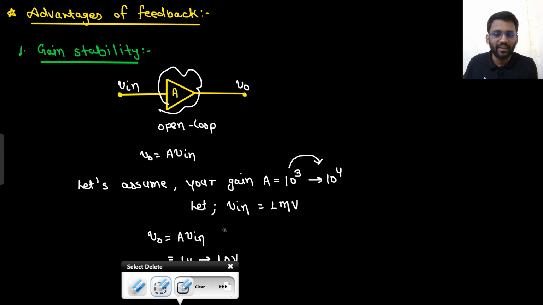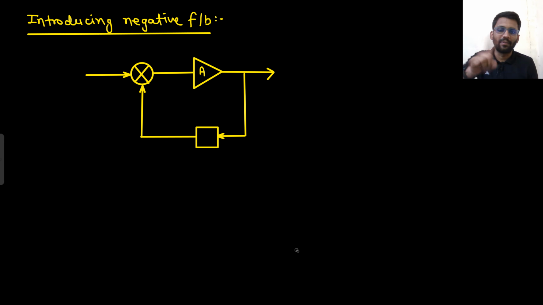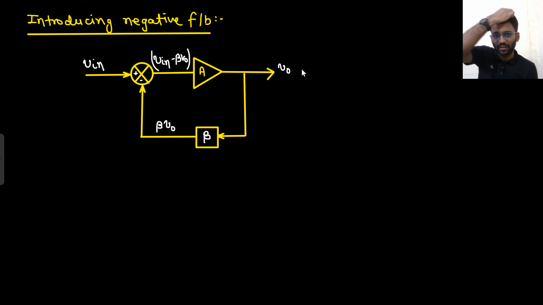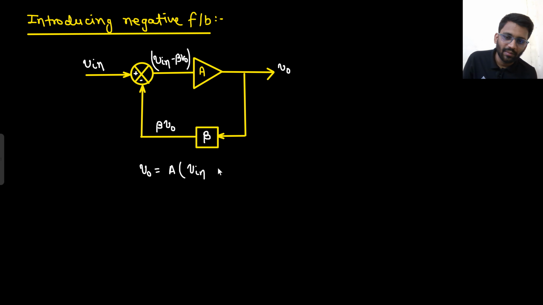So what can we do? We can provide it a negative feedback. So what is the negative feedback? This is a negative feedback. Your Vin was in open loop, so you were simply getting some output. Now you are taking the output and multiplying it by a factor of beta. You get some beta Vo here, and you subtract it from the input. Now this is fed to the gain A, that is Vin minus beta Vo. So (Vin minus beta Vo) into A is equal to Vo.